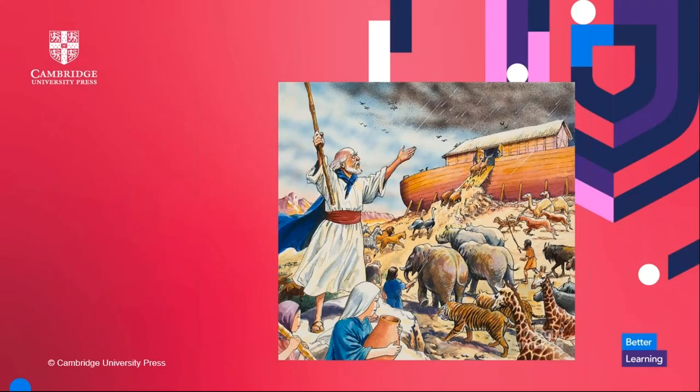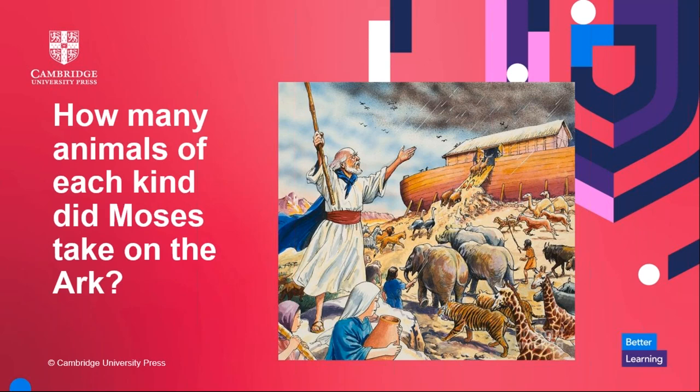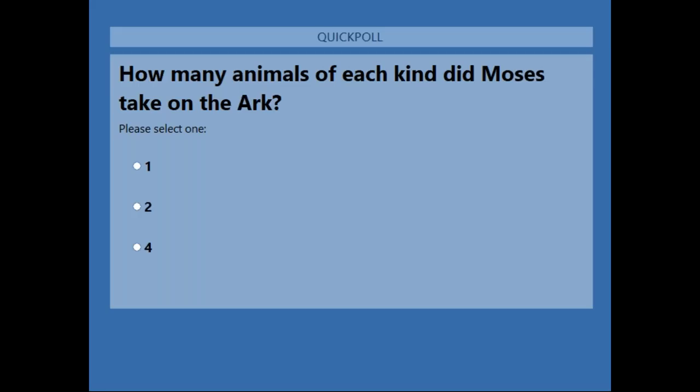So now one more task for you to see how the brain works. Here is a picture and the question: how many animals of each kind did Moses take on the ark? And you need to answer now very, very fast. I will turn on the poll and you need to answer this question. So here is the poll. You will need to press the button.